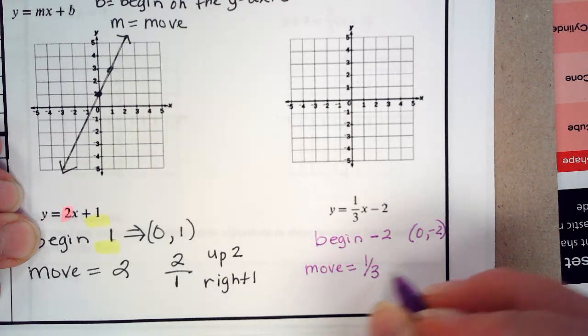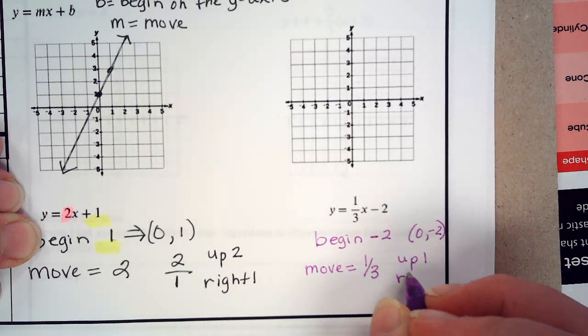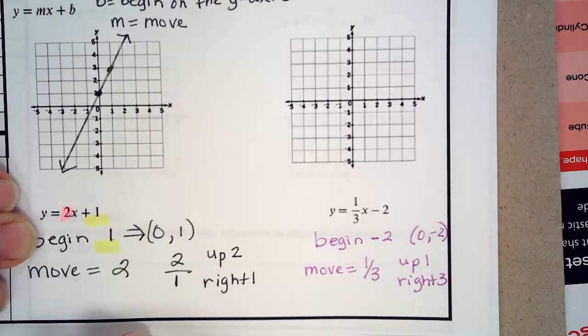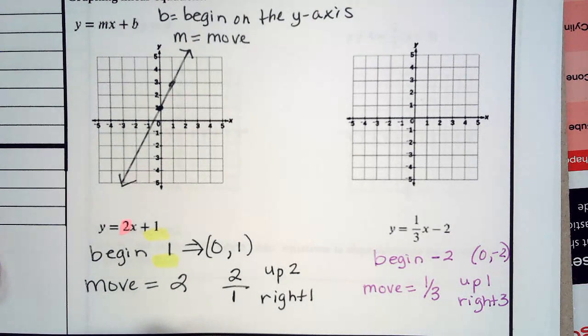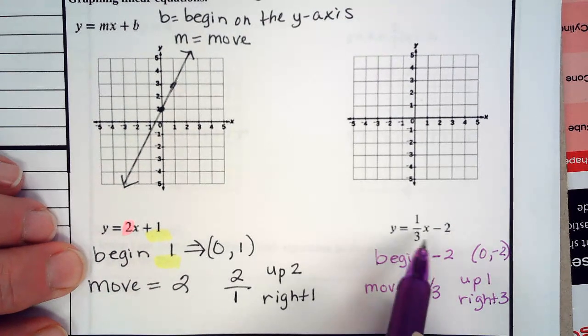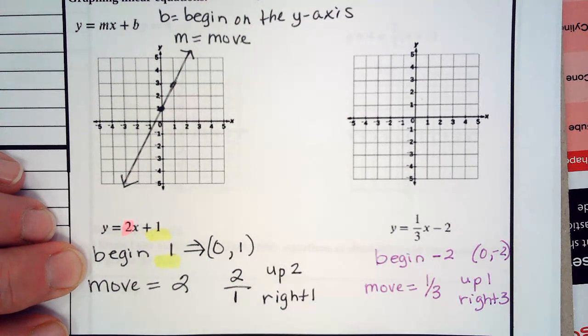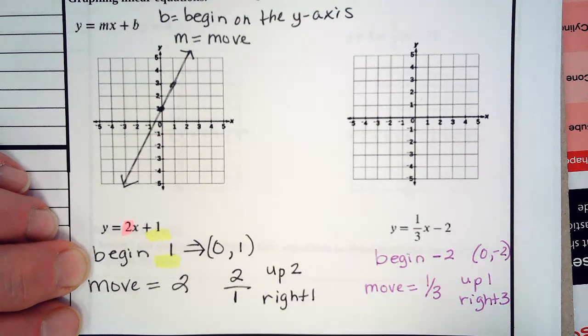1/3. That is up 1, right 3. Now notice these are both positives. When you're dealing with a positive slope, you go up and to the right. If it's negative, you go down and to the right. But you always try to go to the right.